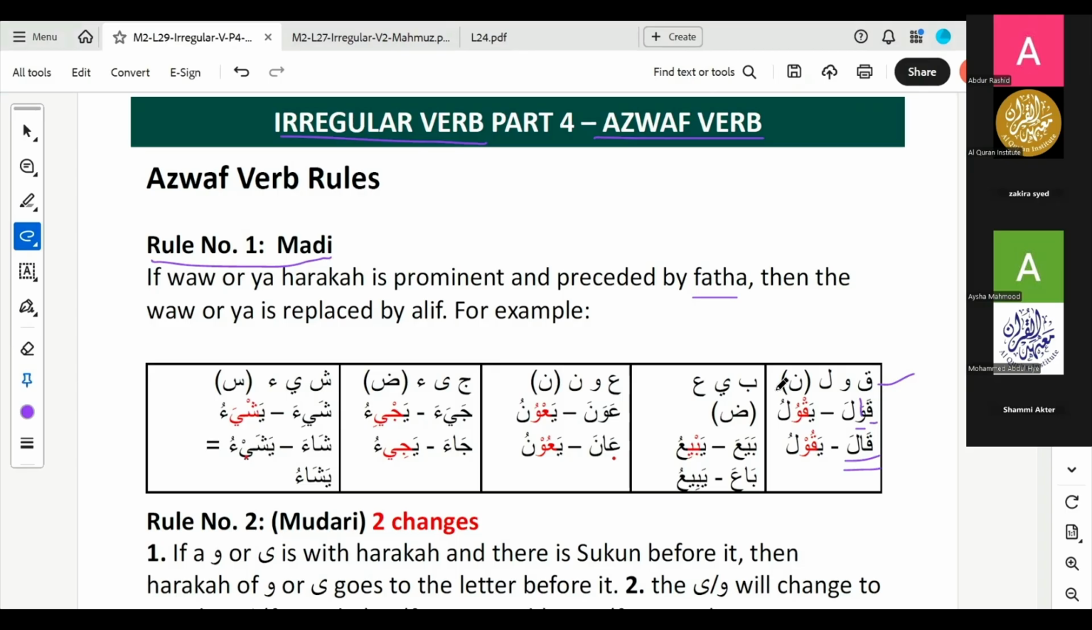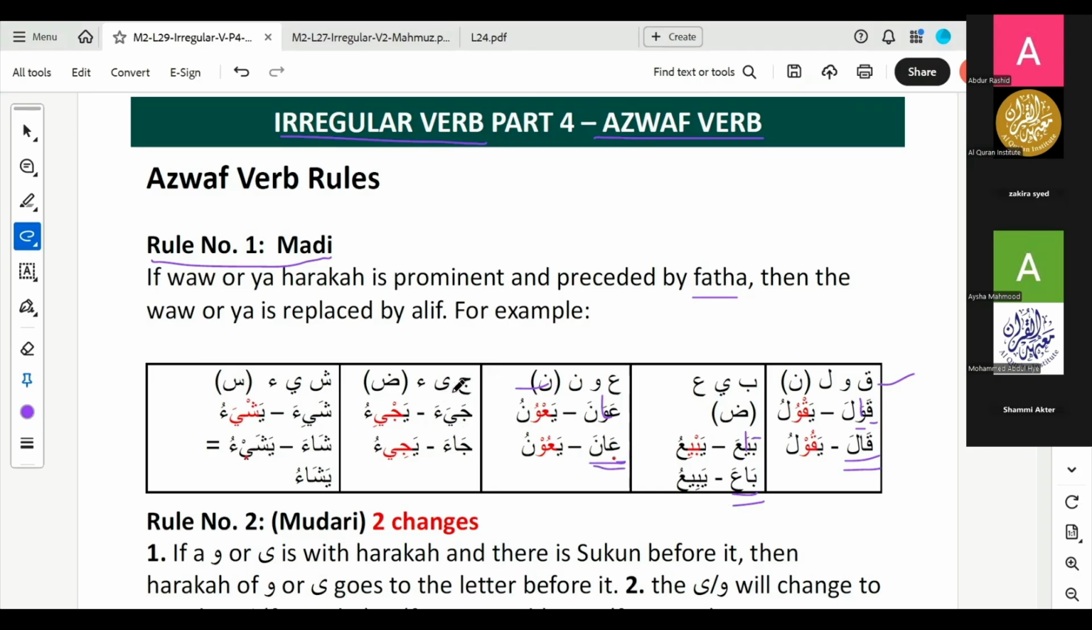So let's take another example. Ba, ya, ain, based on daraba family, it will become baya'a. So ya is prominent here with the fatha, and before ya we have fatha here. So the ya will change to alif and it will become ba'a. Then ain, waw, noon, based on nasara family, awana. So waw is prominent here. Before waw we have fatha. This waw will change to alif and become ana.